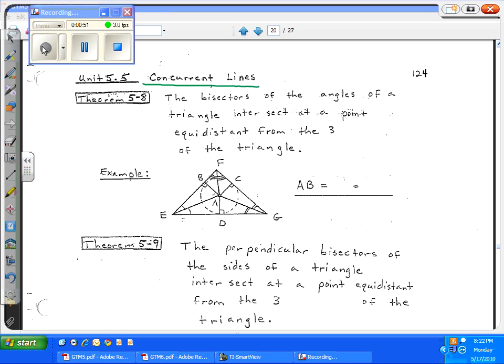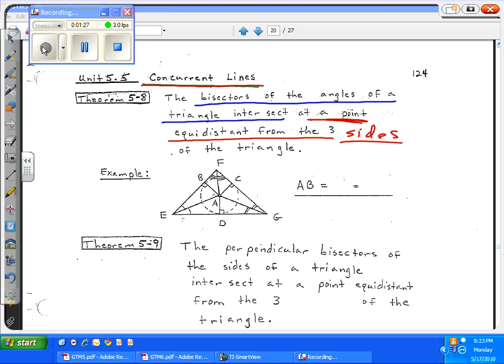So Theorem 5.8: the bisectors of the angles of a triangle all intersect at a point. Now, that intersecting at a point means that they're concurrent lines. When you draw the bisectors of the angles of a triangle, they intersect at a point. Or we could say that they are concurrent such that they are equidistant from the three sides of the triangle.